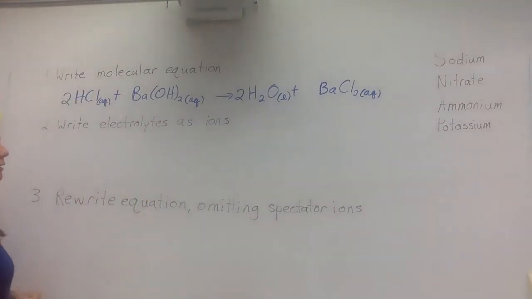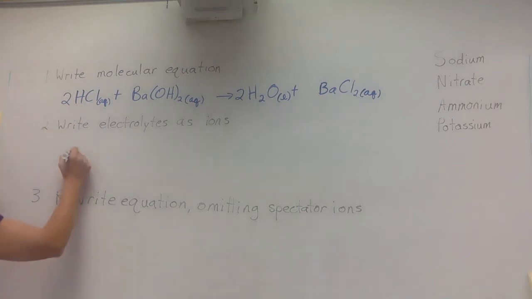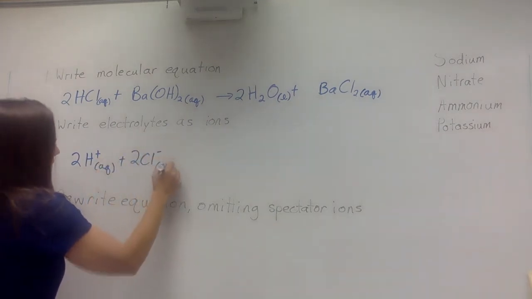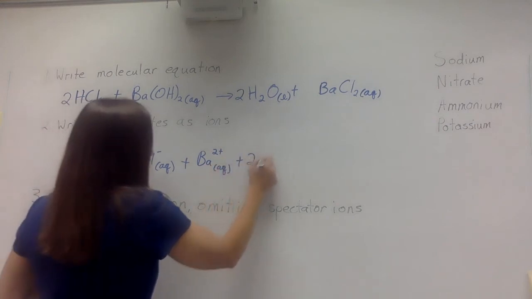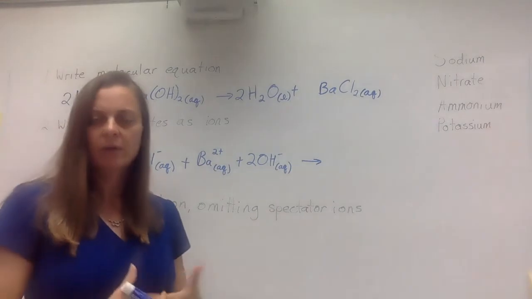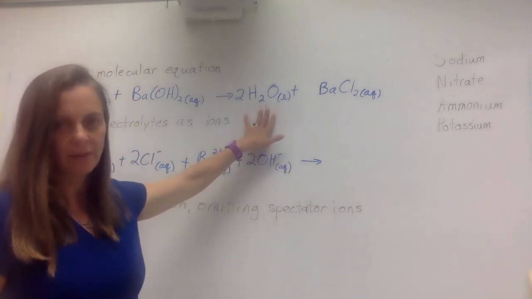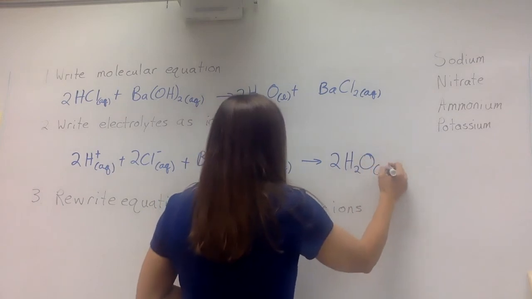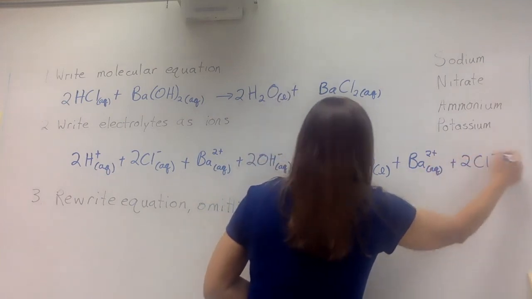Now I need to rewrite my equation, writing the electrolytes as ions. This is a strong acid. It's going to dissociate completely in water. So I'm going to have 2 hydrogen ions and 2 chloride ions. And I'm going to have a barium ion and 2 hydroxide ions. And that's going to form. Now here's where we don't have a precipitate. We don't have a solid, but we do have something that doesn't dissociate in water, and that's water. Okay, this is a molecular compound. We don't write it as a dissociated compound. So we have 2 water molecules, and we have a barium ion dissolved in water and 2 chloride ions dissolved in water.